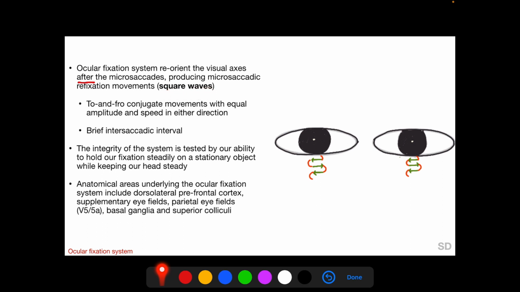So square waves are normal reflexes generated by the ocular fixation system, and these are to and fro conjugate movements with equal amplitude and speed in either direction with a brief intersaccadic interval. The integrity of the system is tested by the ability of the subject to hold fixation steadily on a stationary object while keeping the head steady. The neural substrate providing the function of the ocular fixation system is not very well defined, but does include areas in the prefrontal cortex, the supplementary eye fields, the parietal eye fields, basal ganglia, and the superior colliculi.